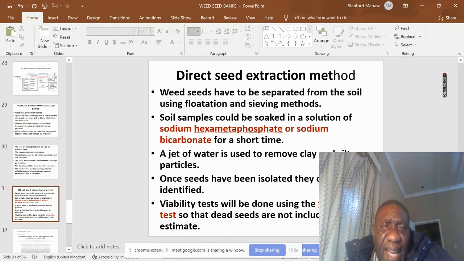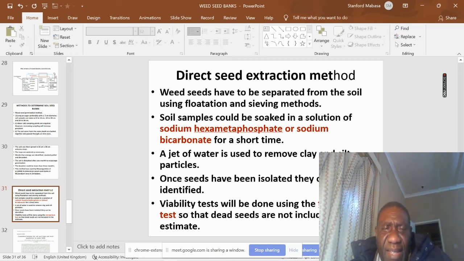We also have the direct seed extraction method. I must say this one is a bit difficult because you need to recognize and identify weed seeds from the soil particles, which is quite cumbersome. Weed seeds have to be separated from the soil using flotation and sieving methods. Soil samples could be soaked in a solution of sodium hexametaphosphate, or you can just use the sodium bicarbonate for a short time.